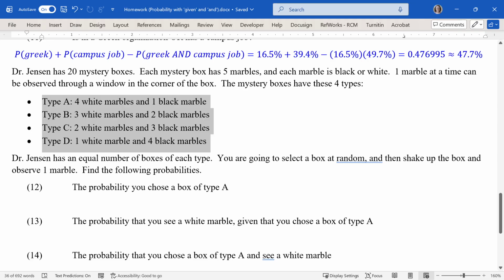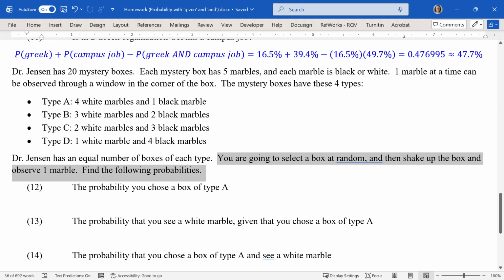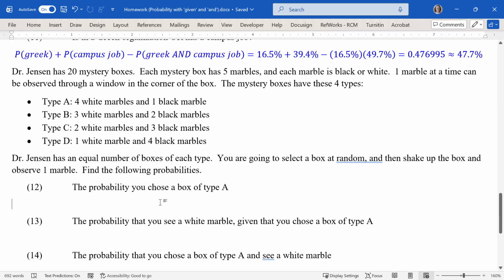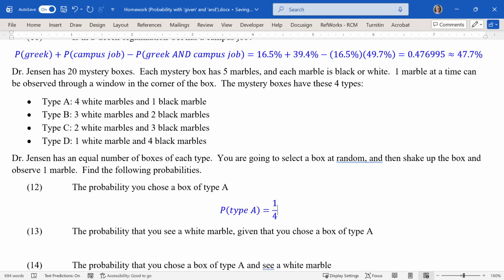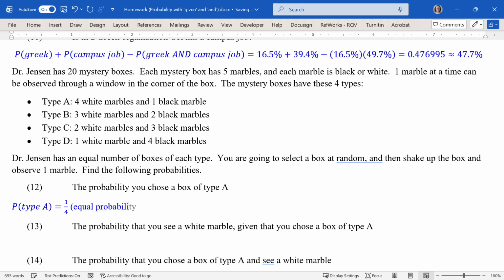So let's imagine that you are going to select a box at random, and then you're going to shake up the box and observe 1 marble. And we want to know the probability of these different events. What's the probability that you chose a box of type A? So this is pretty easy because there's only these 4 types, and I have an equal number of boxes of each type. So it's just a 1/4 probability of each type. Pretty straightforward, hopefully. So it's an equal probability for each type. And that's why it's 1 out of 4.